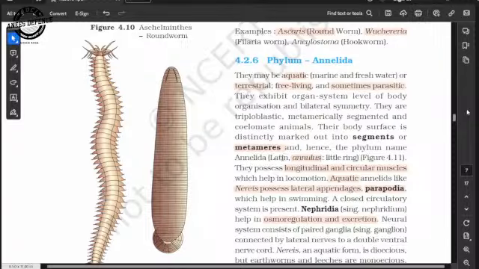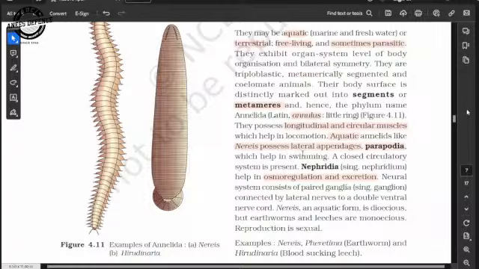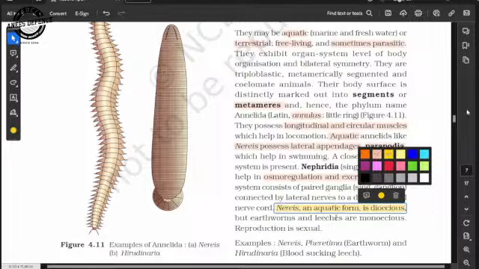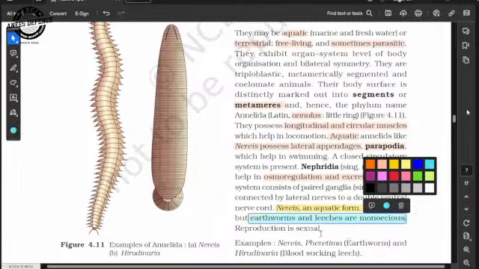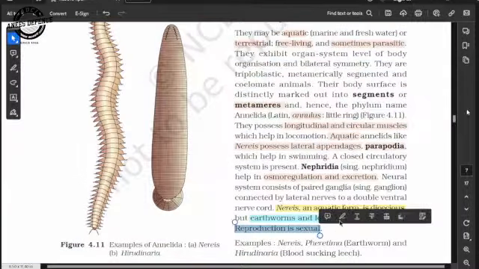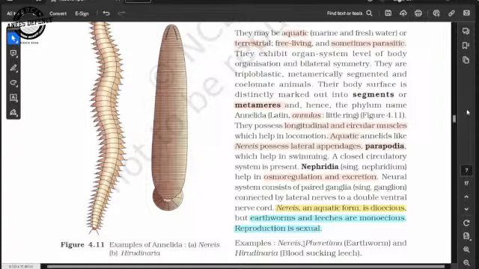The next one. Nereis is an aquatic form and it is dioecious. What about earthworm? Earthworm and leeches are monoecious, meaning they are bisexual in nature. Reproduction is strictly sexual. You have to remember about Nereis, earthworm and leeches. Nereis is aquatic and dioecious in nature. Earthworm and leeches are monoecious in nature.